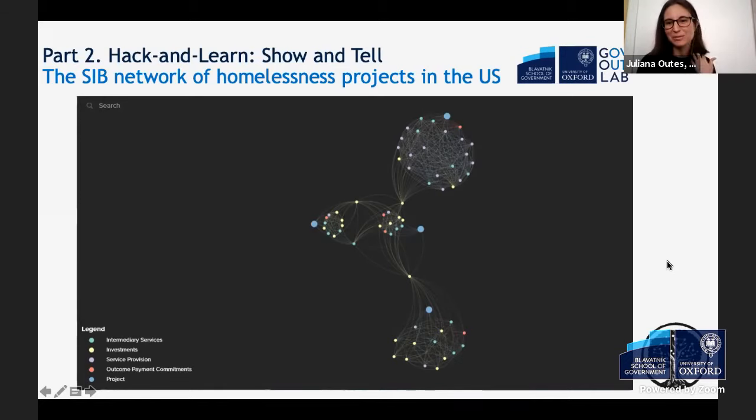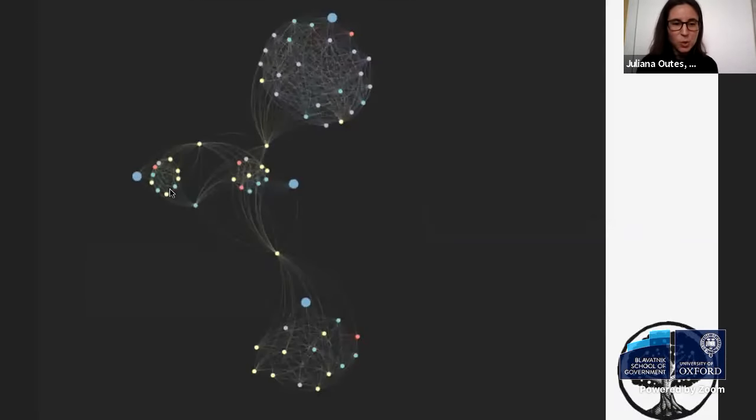Well, hello, everybody. 5 minutes is very few times, so I'm going to start right away. The first graph that we want to show you is this small network. This is how the SIP network of homelessness projects in the US looks like. If you are looking at the blue circles, you are looking at the SIPs or the projects, and the rest of the circles are the other types of organizations.